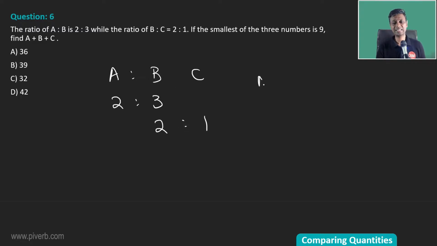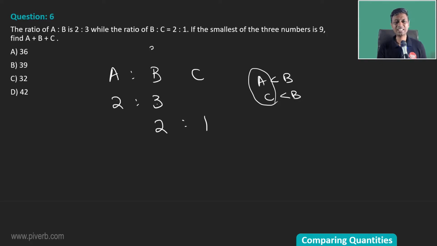Now A is less than B, and C is also less than B. This is 3 and 2, and this is 1 and 2. But we don't know which of A and C is smaller. We need to combine these ratios and get A to B to C, all three.